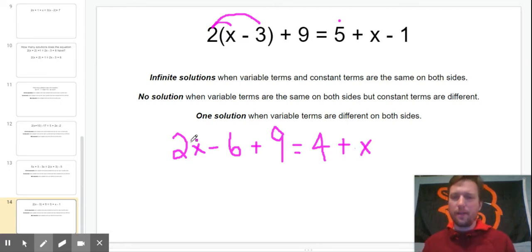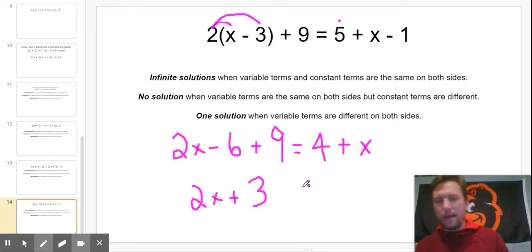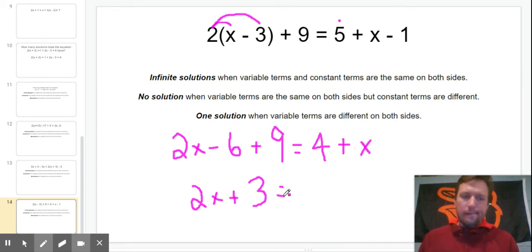So now, looking at our new simplified equation, what can I do to put constant terms together, variable terms together? So I have 2x minus 6 plus 9. Well, what I can do is put those together. Minus 6 plus 9, I'm finding the difference between those, and the difference would be positive 3. So I have 2x plus 3 on this side of my equal sign. And on my other side, is there anything that I can simplify? No, there's not. I have a constant and a variable, so I cannot simplify this any further.